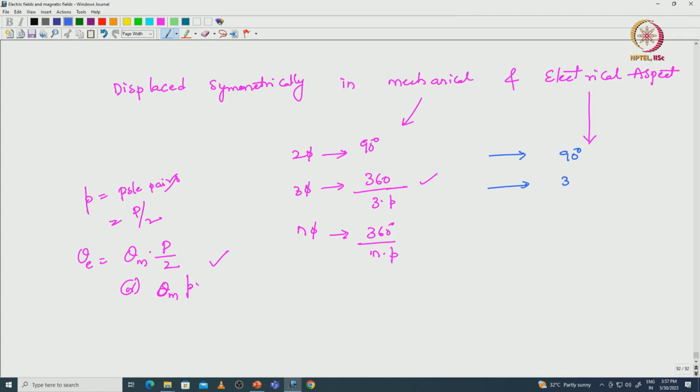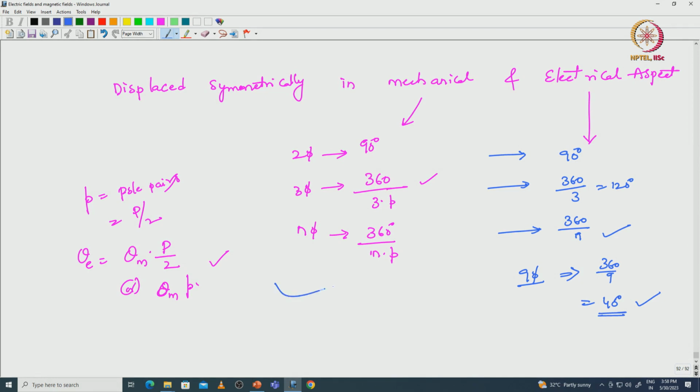For 3 phase we require 360 by 3 degrees, that is 120 degree symmetrical displacement. For n phase, 360 by n degree displacement is required. For example, for a 9 phase system, in order to make the symmetrical rotating magnetic field, it is a vector and rotating, we can call it a phasor also. For 9 phase, 360 by 9 equals 40 degree electrical displacement is required in order to get the symmetrical rotating magnetic field.